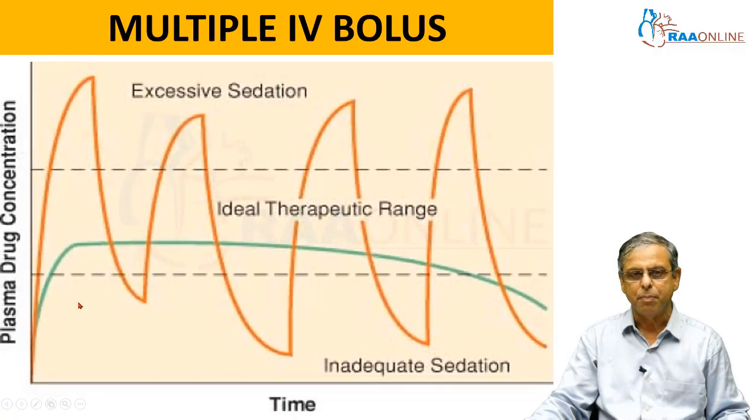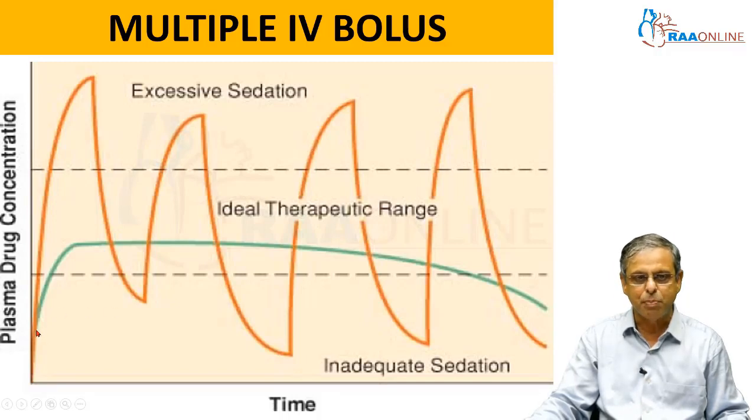Some people maintain anesthesia by giving multiple boluses of the same drug. For example, they keep giving boluses of propofol, 20 or 30 mg every 5 to 10 minutes. What happens when you give a bolus? The concentration goes up, then immediately it falls down. Then you give another bolus, it goes up and comes down. So you basically produce a yo-yo effect of concentration of propofol in the plasma.